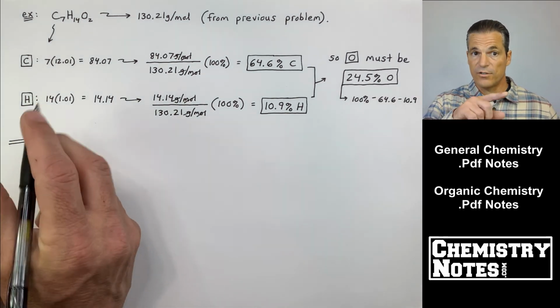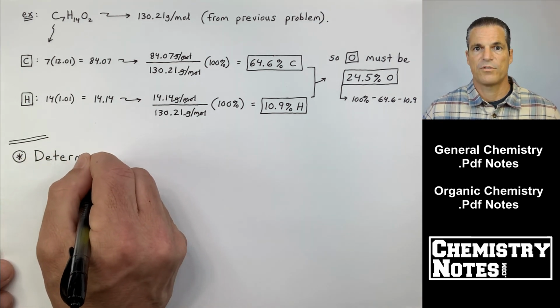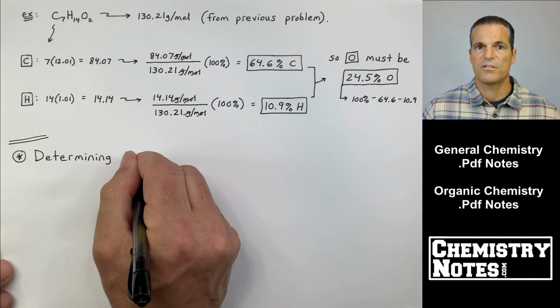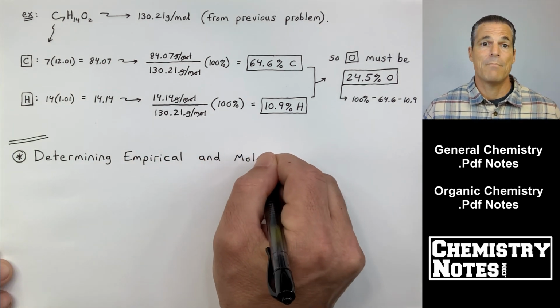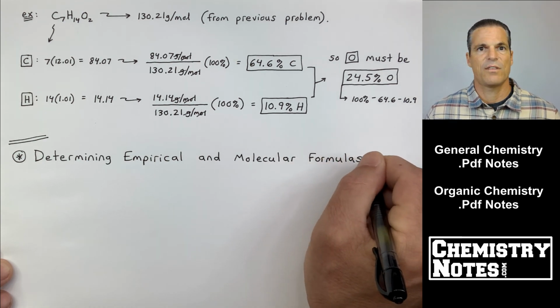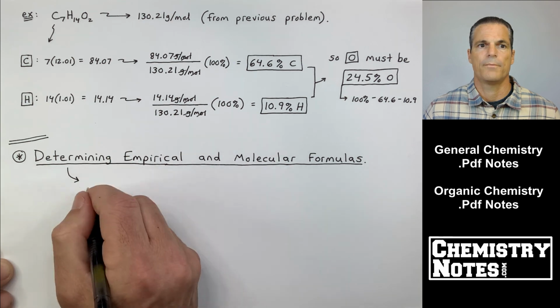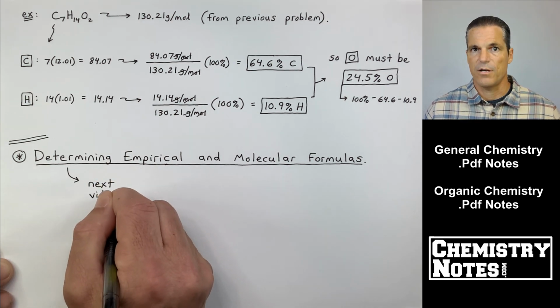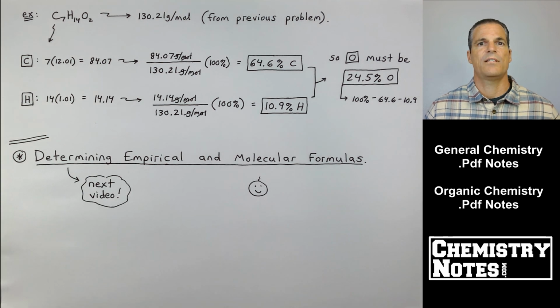Okay, now I could do the exact same calculation for oxygen, and I would end up with 24.5% oxygen, or I could just understand that 100% minus those two percentages leaves the only element that's left, oxygen, 24.5%.